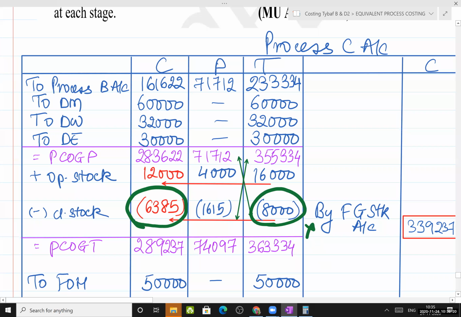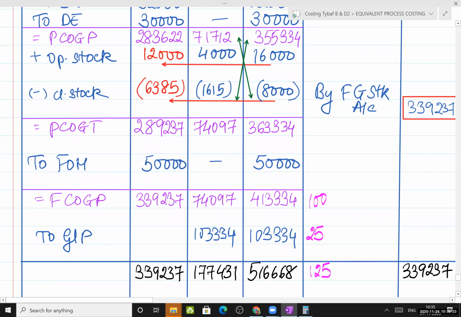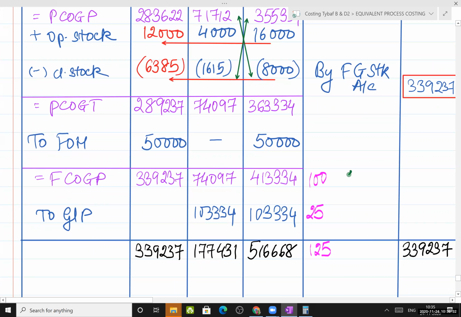Next, add factory overheads, that is your indirect cost. You will get factory cost of goods produced. Then the same logic, profit is on cost. So base is 100, cost is 100. This is 25, so this will become 125, like this. This is the logic. Okay. That's it. Cross multiply, you will get the values.